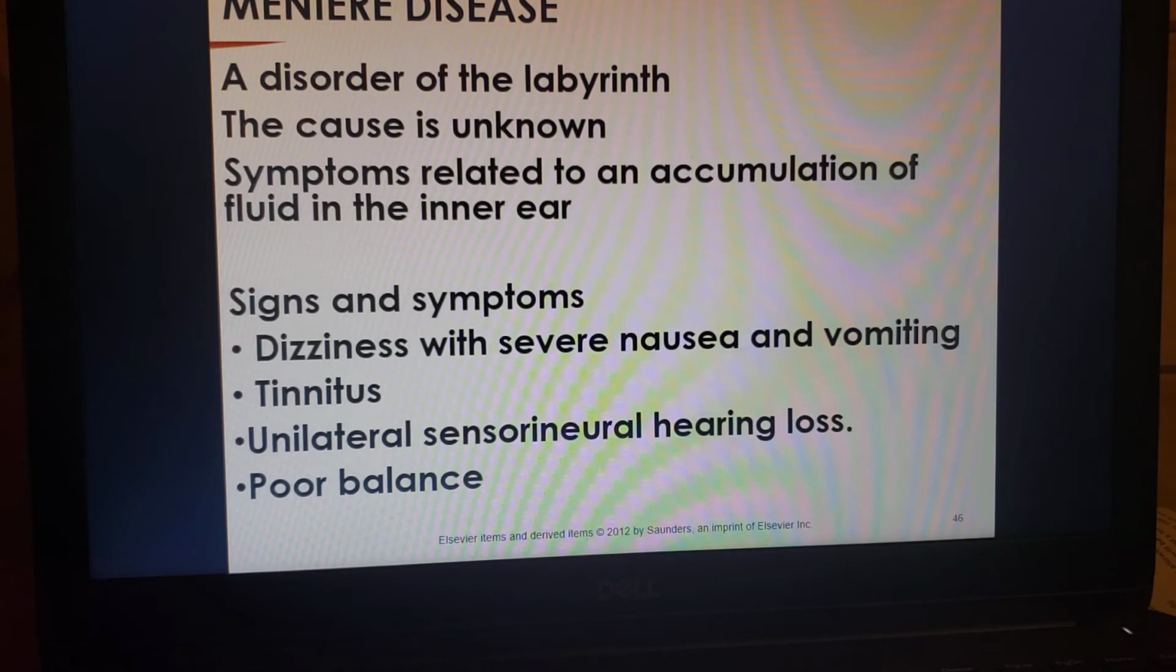Signs and symptoms: dizziness with severe nausea and vomiting, tinnitus, unilateral sensorineural hearing loss, and poor balance. The poor balance leads to ataxia, which is loss of full control of your body movements. These patients have problems with coordination and an abnormal gait.